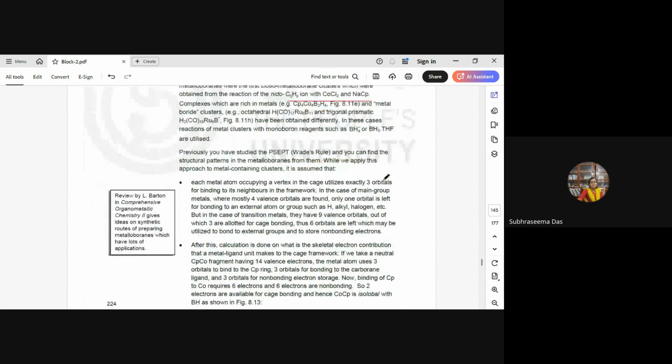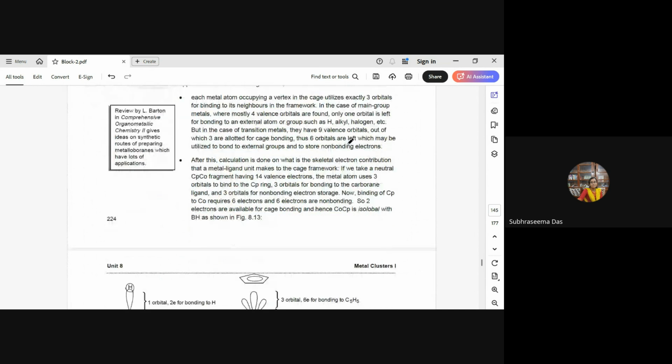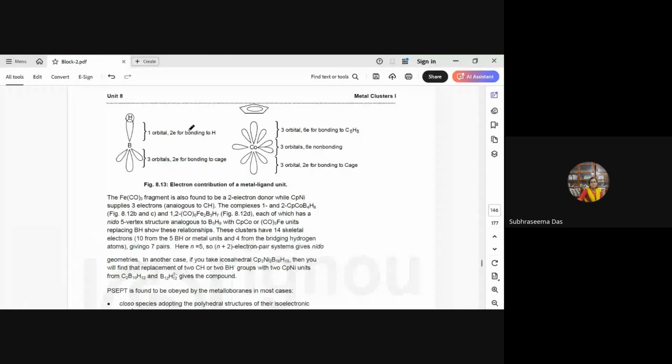Previously we saw Wade's rule, and we can find the structural patterns in metalloboranes from it. This Wade's rule is also applied to metal containing clusters. It is assumed that each metal atom that occupies a vertex in the cage uses three orbitals for bridging, and in the case of main group metals, four valence orbitals are used. After this the calculation is done. That is the electron configuration of a metal ligand unit, which has been shown pictorially. Here one orbital, that is two electrons, is for bonding to H, and three orbitals, that is three electrons, are for bonding to the cage.